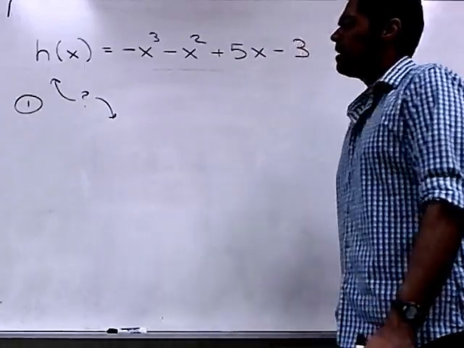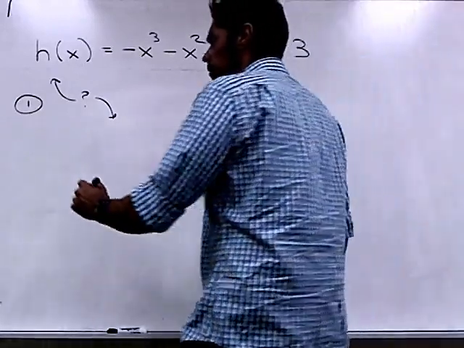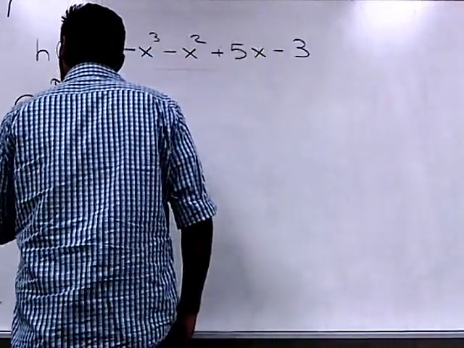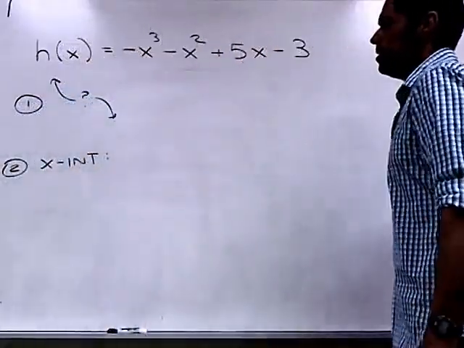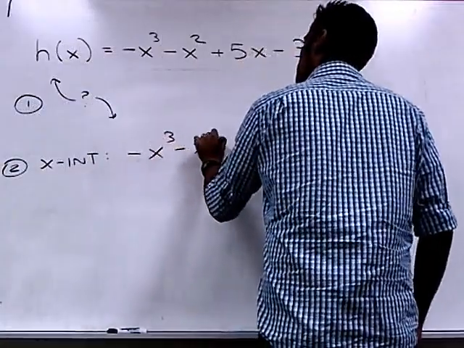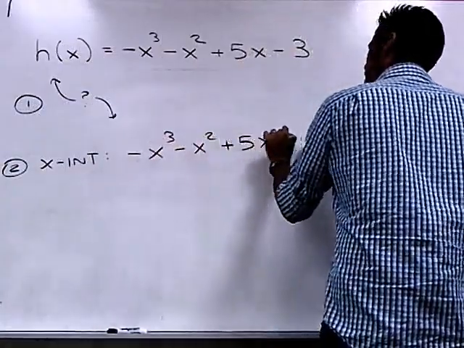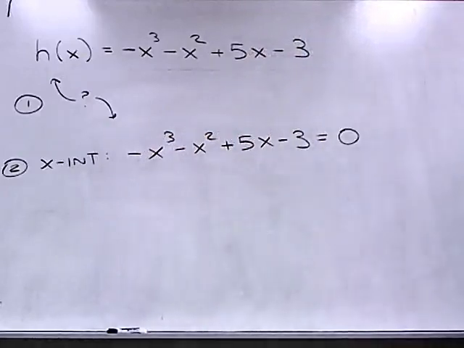So what was the second step for graphing polynomial functions? X-intercepts. How do we find x-intercepts? Set the polynomial equal to 0, right? And then try and factor the polynomial. And this is where we have to come up with a method, whatever method is best to do this. Okay?